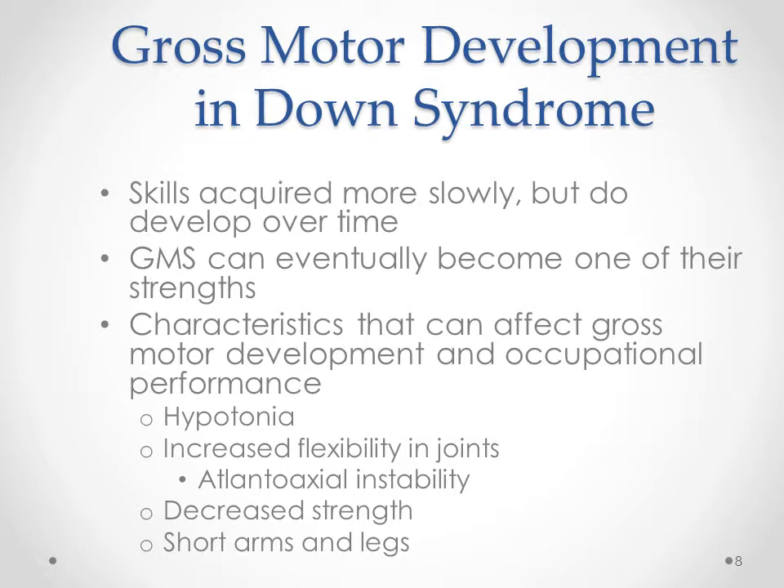Let's see, characteristics that can affect gross motor. So again, if a child does have the hypotonia, they do have the increased flexibility in the joints. And again, here I bring up the atlantoaxial instability in the neck again. So with gross motor, you want to be very careful, especially with rough housing. You just want to make sure that the atlantoaxial joint has been checked out. They may have decreased strength because of their hypotonia, and because of their short arm and leg stature, they may have some difficulty with gross motor skills.